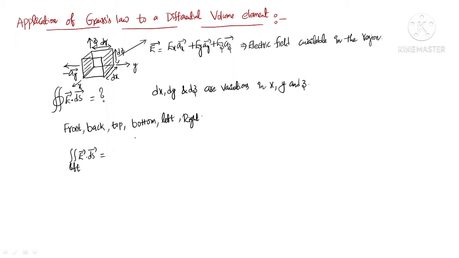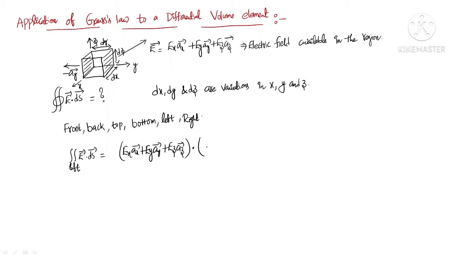Now take the dot product between these two. You will get E bar dot, let me write the vector completely. What is E bar? It is Ex ax bar plus Ey ay bar plus Ez az bar dot.